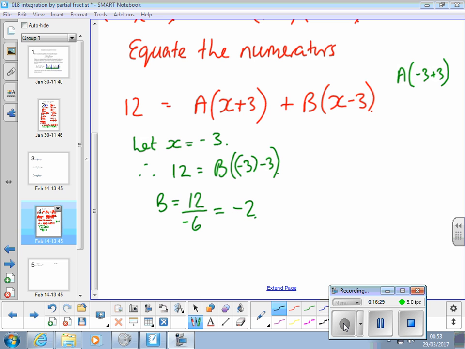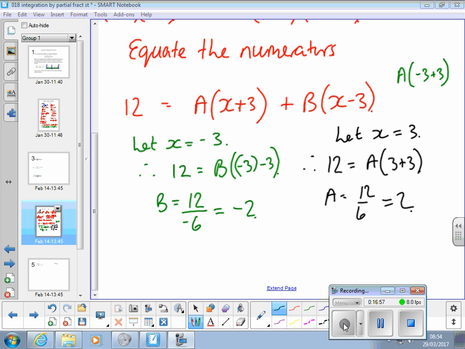I'll go over this side. What do we have to do to get rid of the B term? Let x equal plus 3. So then we have 12 is equal to A times 3 minus 3... so A is equal to 12 over 6, which equals 2. So we've got the constants: A is equal to 2, B is equal to minus 2.